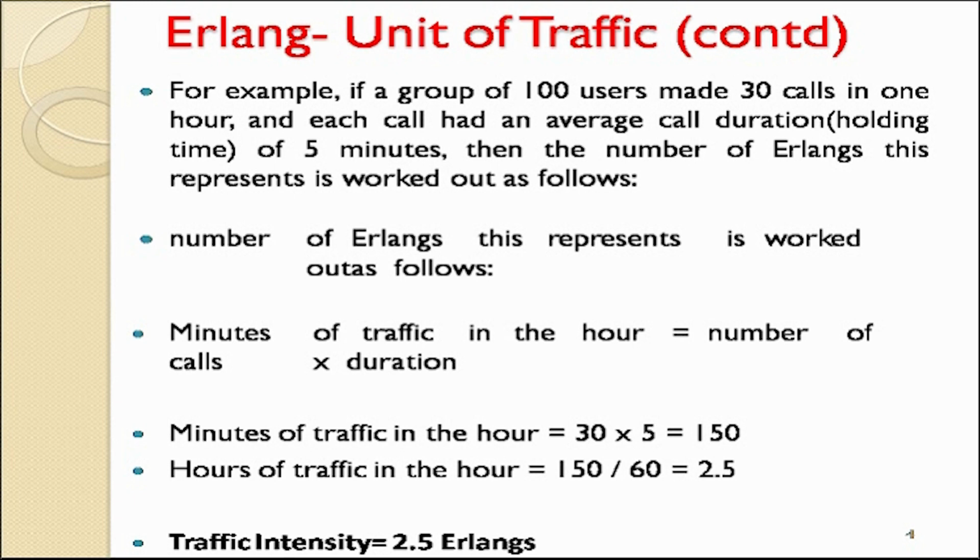For example, the traffic intensity is generally denoted as A suffix U. The number of calls is indicated by lambda, and the duration is indicated by H. H indicates the average duration of a call, and lambda indicates the average number of call requests per unit time for each user. That is how you calculate the minutes of traffic in the hour. In the above example, 30 times 5 is 150. Then hours of traffic in the hour is 150 divided by 60, because here I mentioned minutes. So the final value is 2.5. The traffic intensity value is 2.5 Erlang.